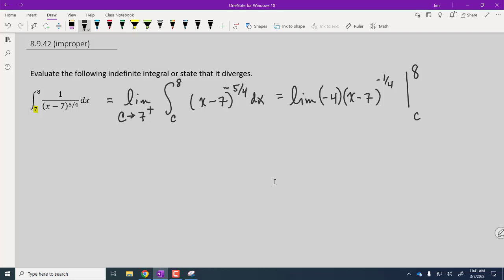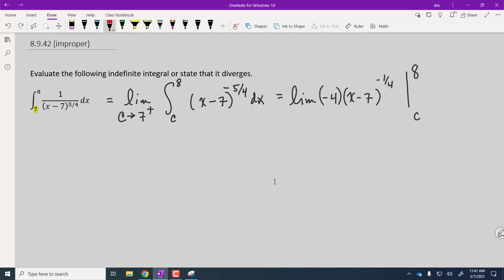No reverse chain rule here. If there was a 5 right there, what else would we have to do? Divide by 5. If there was a 5 coefficient on the x, then we would do reverse chain rule. But as it stands, the derivative of x minus 7 is 1, dividing by 1, no biggie.